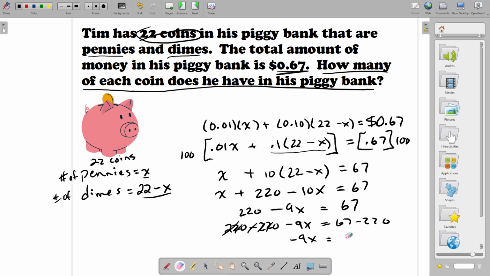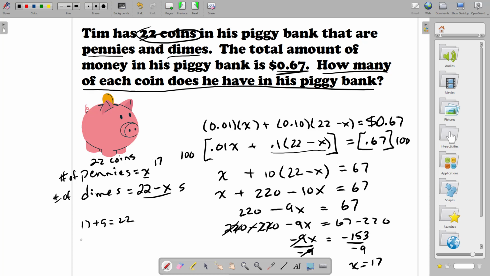Let me write that again. We get negative 153. Now we're going to divide by negative 9, divide by negative 9. The negative 9's divide out. We get x. We take 153 and divide that by negative 9, and we get 17. So we take our 17, we put it back over here. That means we have 17 pennies. For dimes, we have 22 minus 17, which is 5.